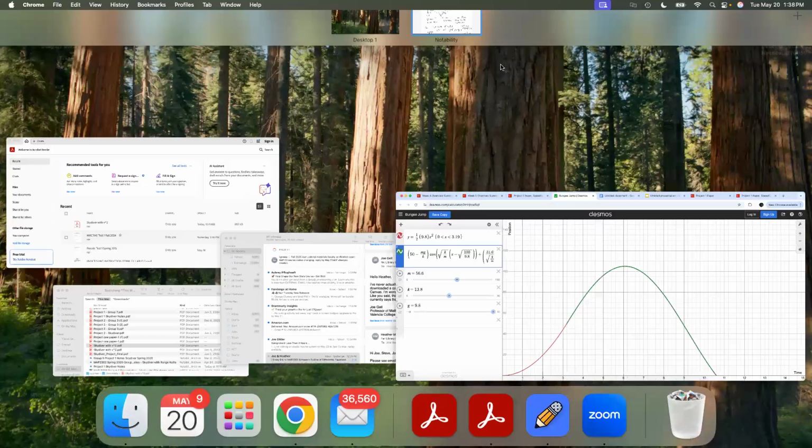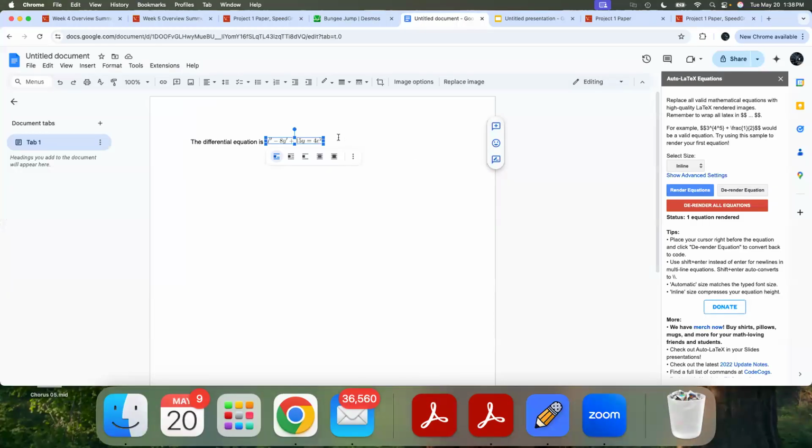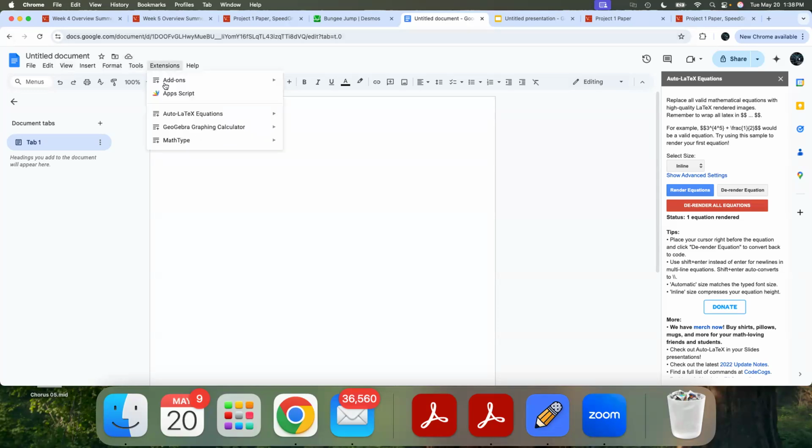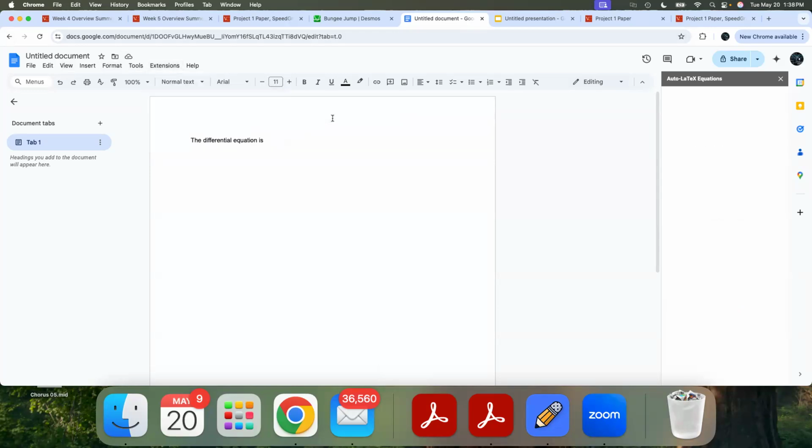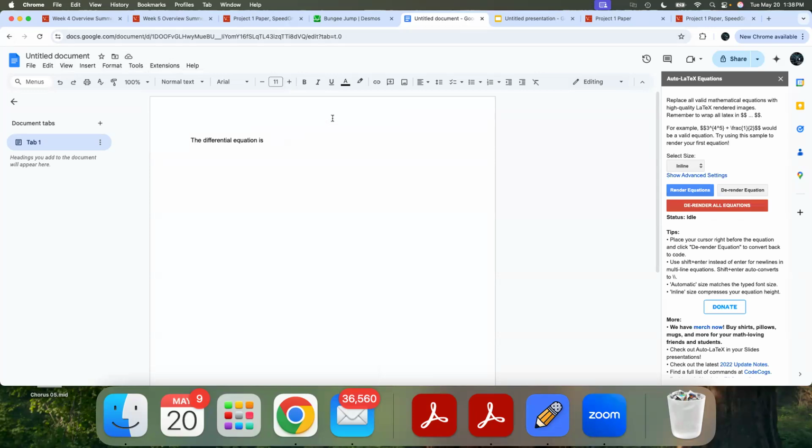I would recommend using Google Docs to type up your paper. So here in Google Docs, you can share with each other. You can add on this extension called Auto LaTeX equations. You do have to type up all your own mathematics. You're all probably engineering majors. You're going to have to learn LaTeX at some point. Now's a good time to start.